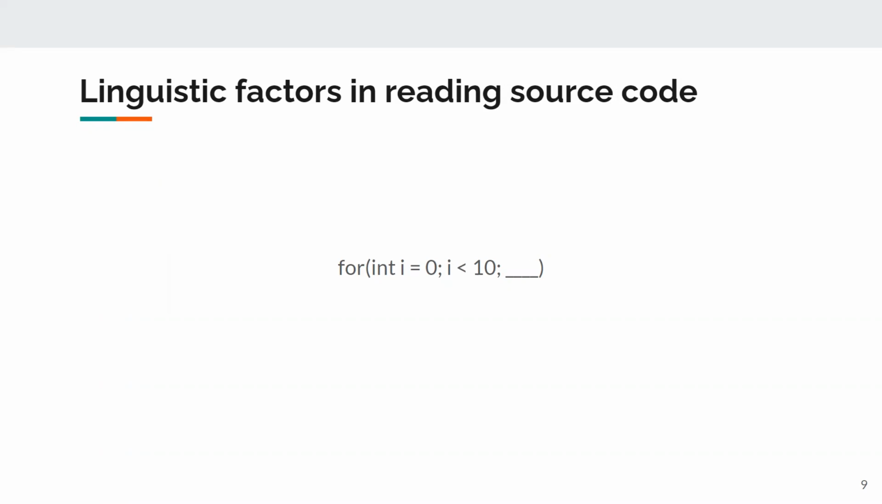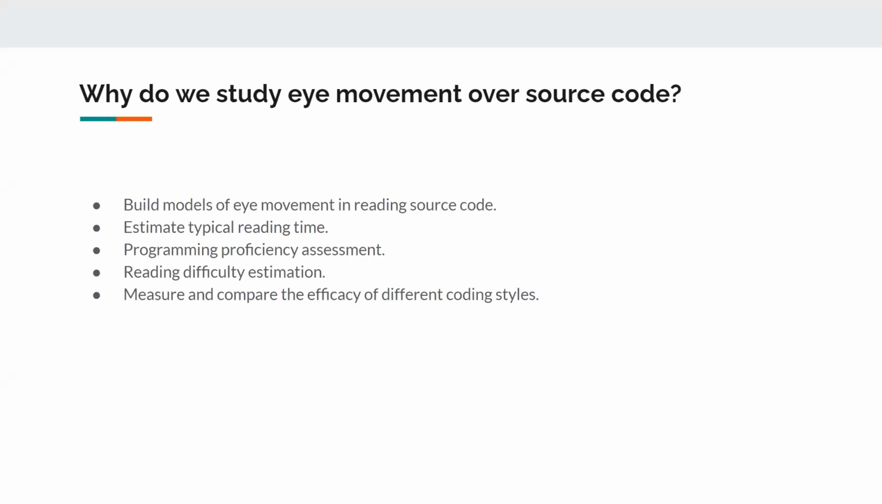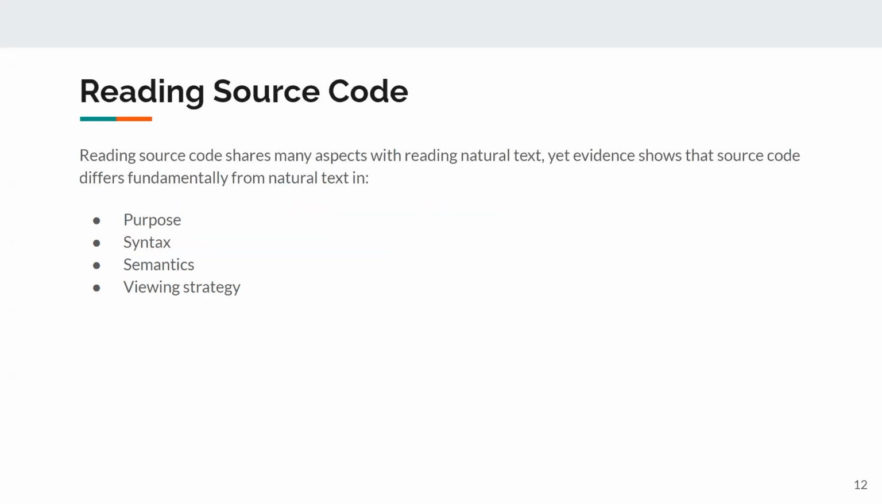In this example, a Java programmer should be able to predict the i++ at the end of this expression. The presence or absence of these effects in reading source code could help us build better models for eye movement control, estimate typical reading time, assess programming proficiency, estimate reading difficulty, and measure the efficacy of different encoding styles. At the same time, we cannot automatically extend the results from natural language research to source code as they differ in purpose, syntax, semantics, and viewing strategy.